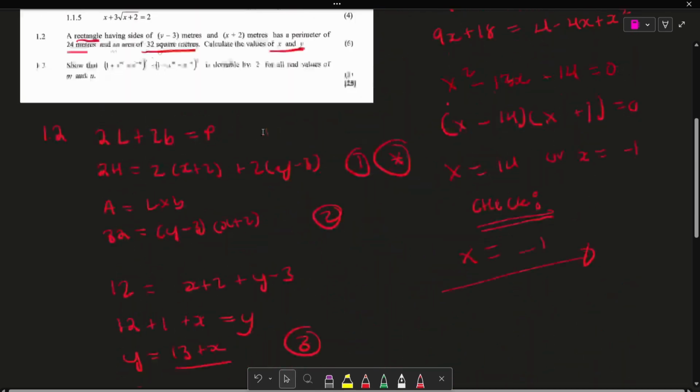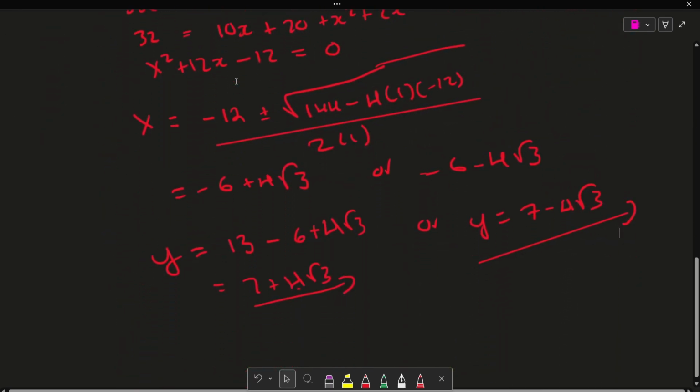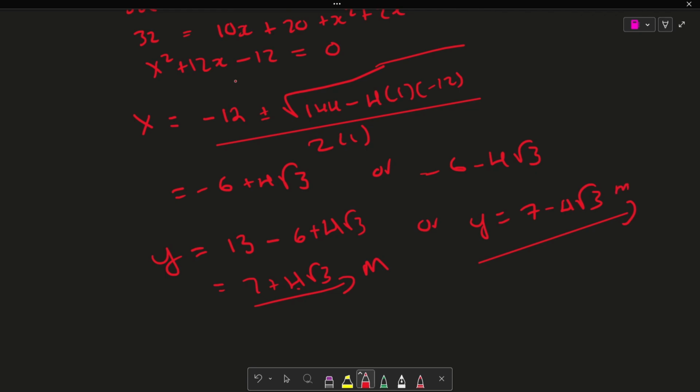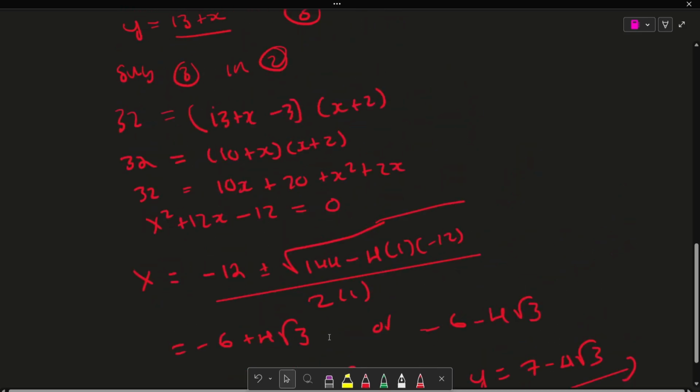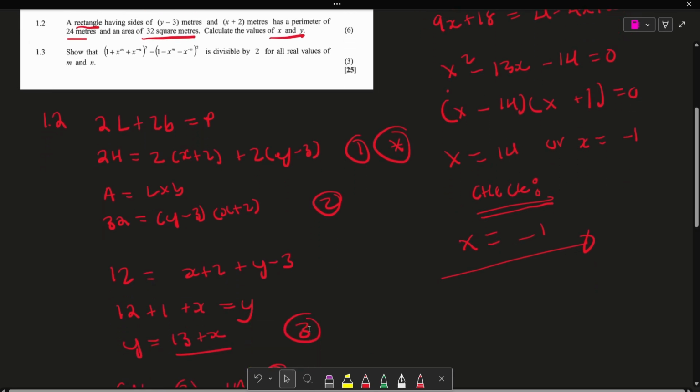I don't know if they said anything about it, but these are our answers. Now, remember, this is in meters. But x and y are not sizes; they just wanted the values for x and y. Okay, then the last one.